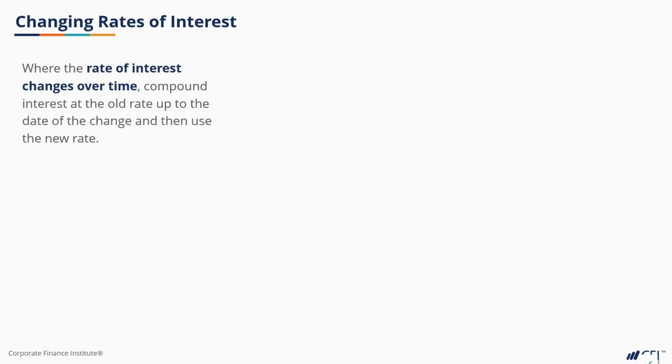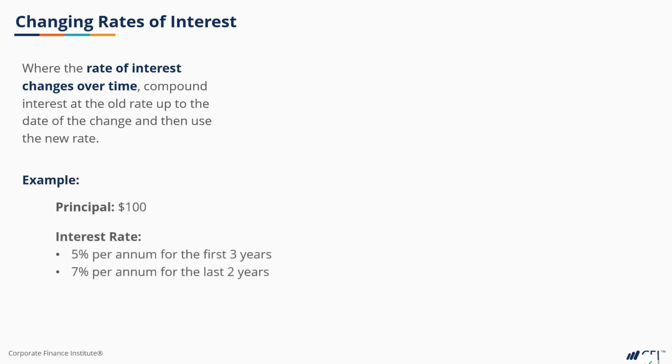Lastly, we will explore what happens when rates of interest change over the life of an investment. This may happen if you're looking at a bond with a step-up coupon, or perhaps a bank deposit that may have rates linked to rising inflation or future interest rates. Mathematically, one would compound interest at the old rate up to the date of the rate change and then use the new rate. For example, let's look at a principal amount of $100 that earns 5% per annum compounded annually, but rates step up to 7% at the end of year 3.